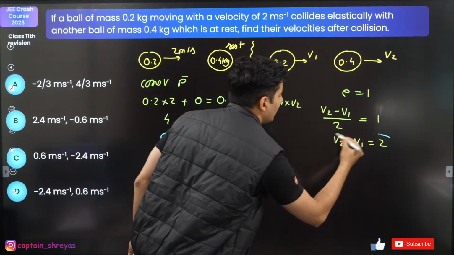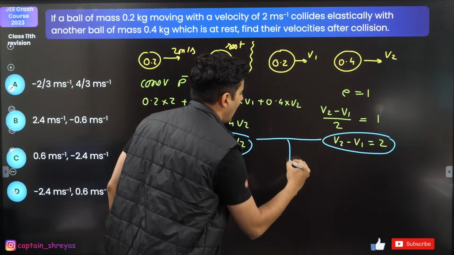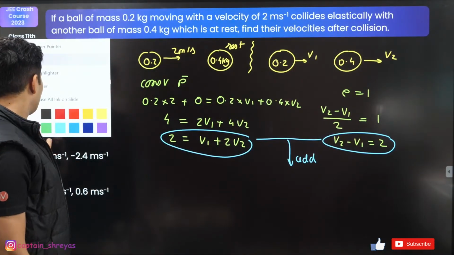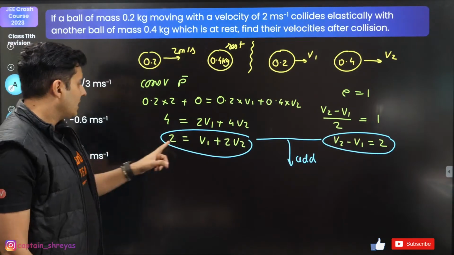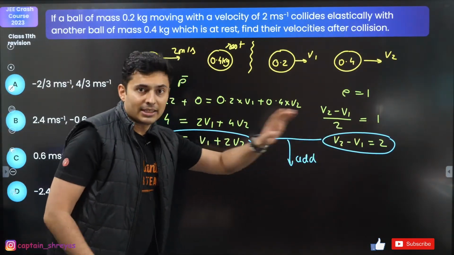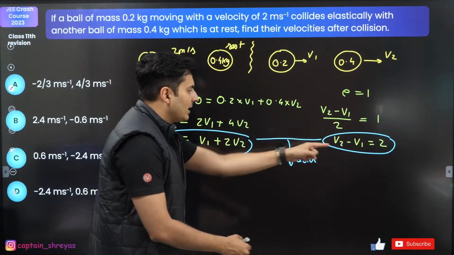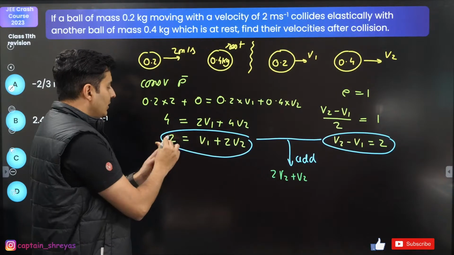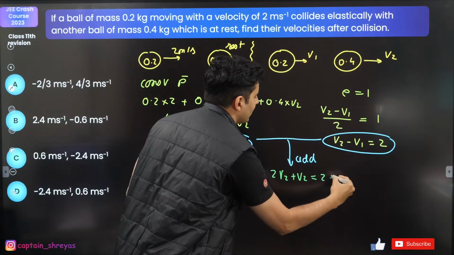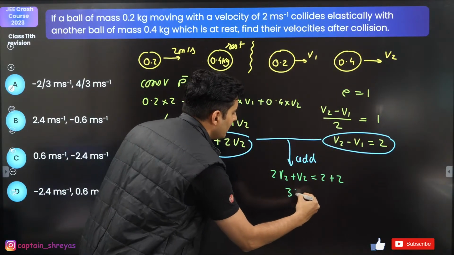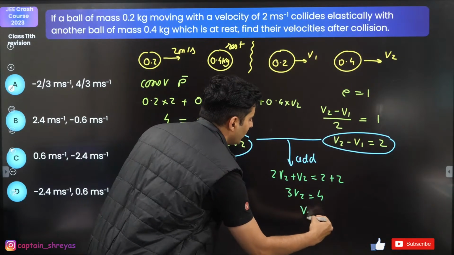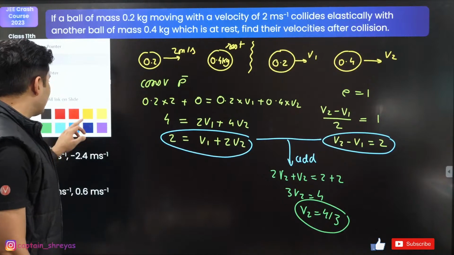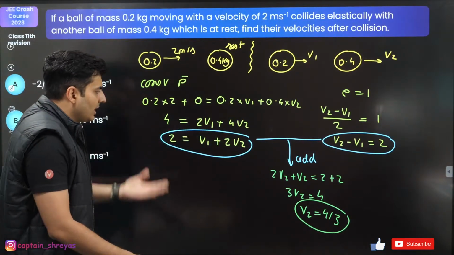Just add both of them. What do you think will happen? See, the moment you add both of them, v1 and v1 cancel. 2v2 plus v2. v1 cancel. 2 plus 2 will be there on the other side. So this will become 3v2 is equal to 4. v2 is equal to 4 by 3. That is one answer. But we want one more answer, guys, and that is v1.